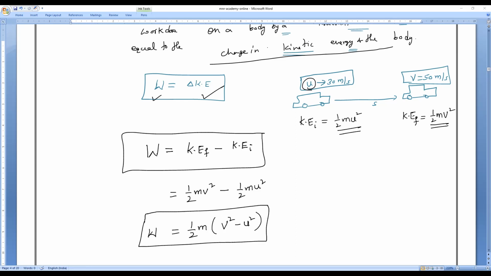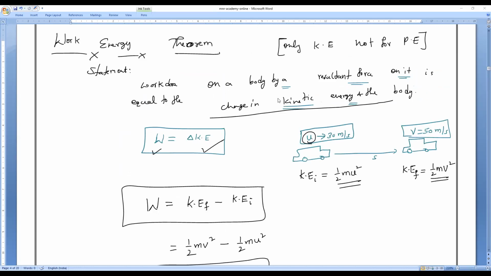Sir, in the subscript you have written F, no, sir, it's F that is final. F means final kinetic energy. Then you have written initial I, also, sir. Yeah, I means initial, F means final. I means initial kinetic energy, F means final kinetic energy.